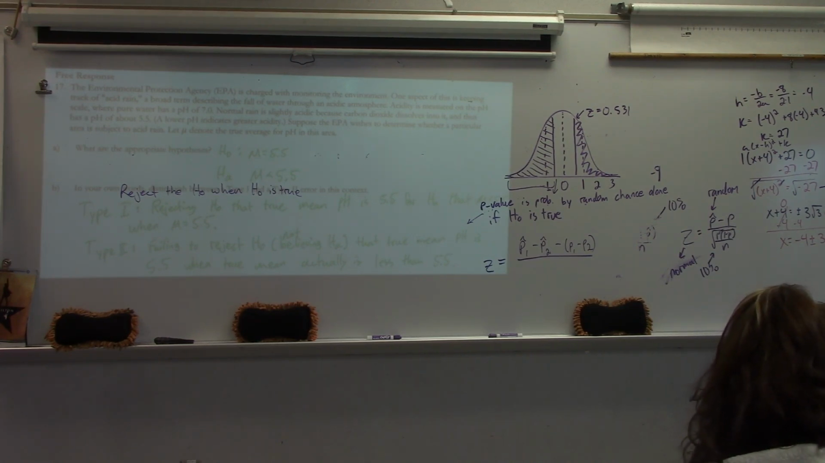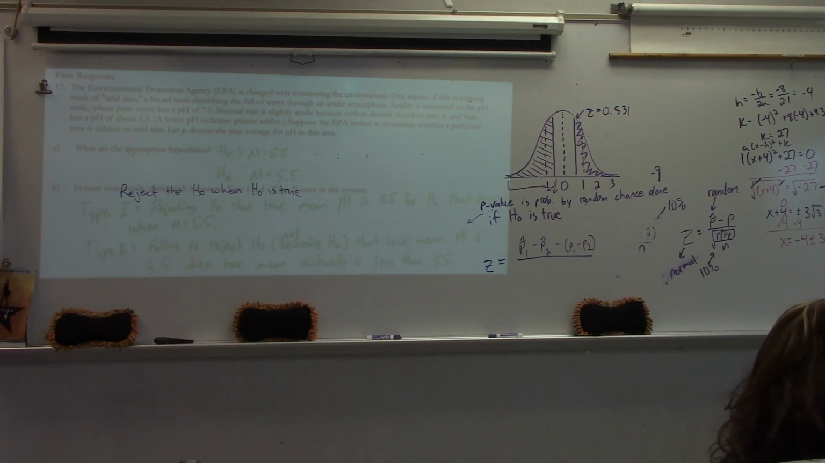Type 2, failing to reject, right? That's when the null is false or the alternative is true. So, failing to reject that the true mean pH is 5.5 when the true mean is actually less than, right? So think about your errors.